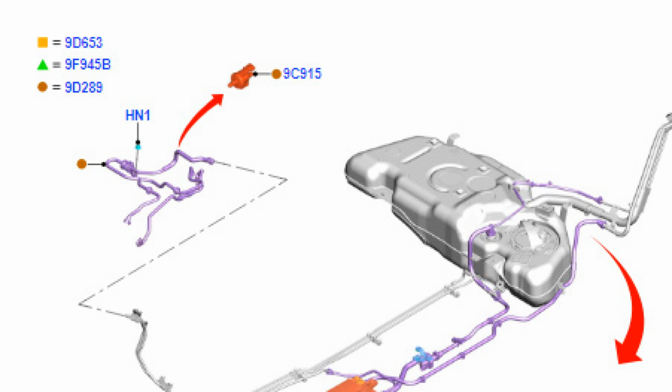P0452, evaporative emission control system pressure sensor, low input. This code indicates that the EVAP system pressure sensor is reporting low pressure. P0442, evaporative emission control system malfunction, small leak detected. This code indicates that there is a small leak in the EVAP system. P0455, evaporative emission control system malfunction, leak detected. This code indicates that a leak has been detected in the EVAP system.